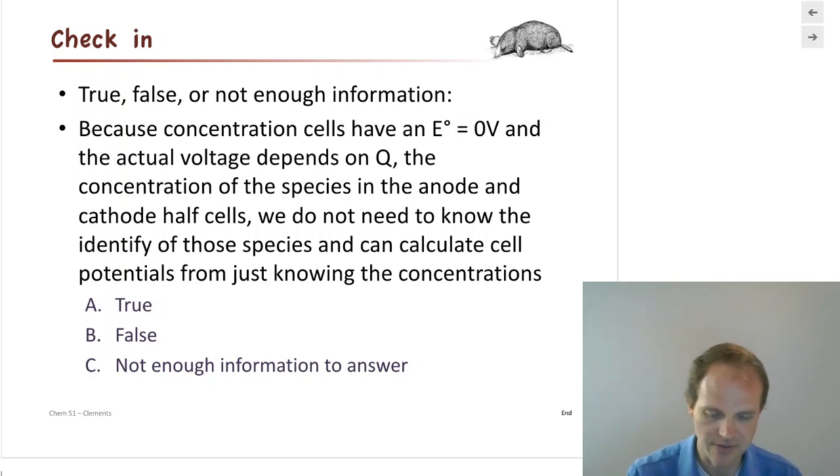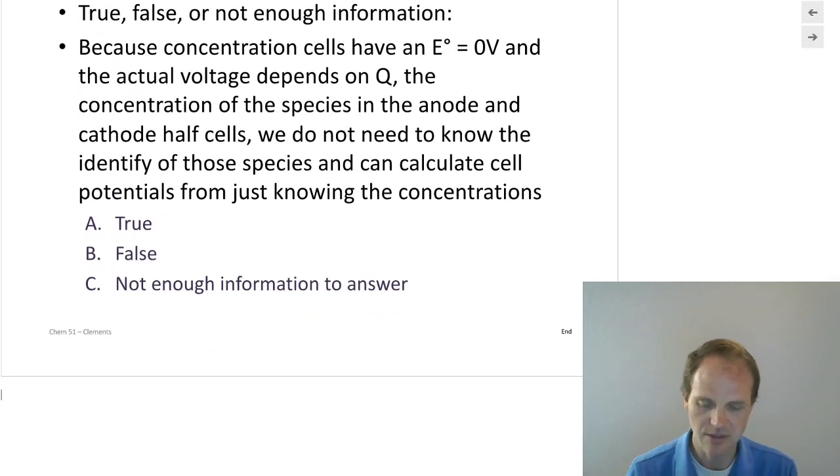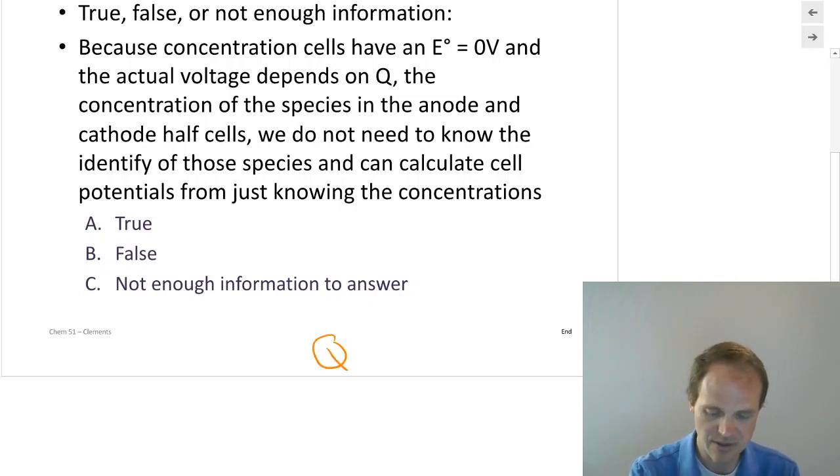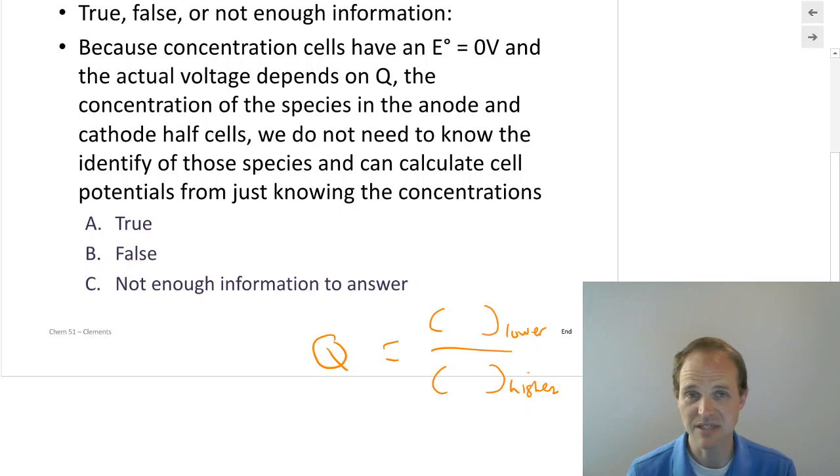Well, concentration cells have an E naught of 0 volts, and the actual voltage depends on Q, the concentration of the species in the anode and the cathode half cells. Do we need to know the identity of those species, or do we just need to know the concentration? Do I need to know that it's 0.001 molar copper, or can I just know that it's 0.001 molar? Because your Q is just going to depend on the concentration on one side and the concentration on the other side, the lower over the higher. Oh, so that seems possibly reasonable.